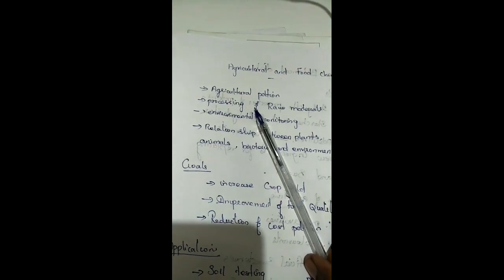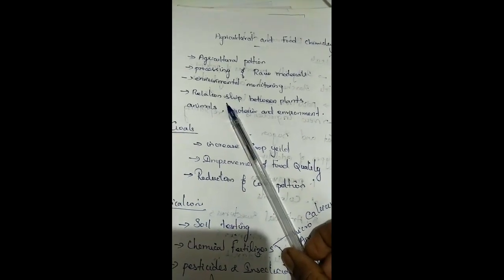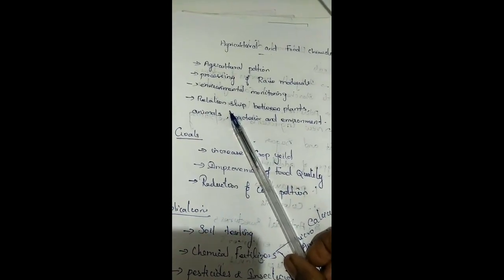In the agricultural field, what is the role of chemistry? What is the application of chemistry? First, it is employed for the production of agricultural products. Next, how to process the raw materials for the production. Then how to monitor environmental pollution, etc. It also plays a very important role and relates plants, animals, bacteria and environment.